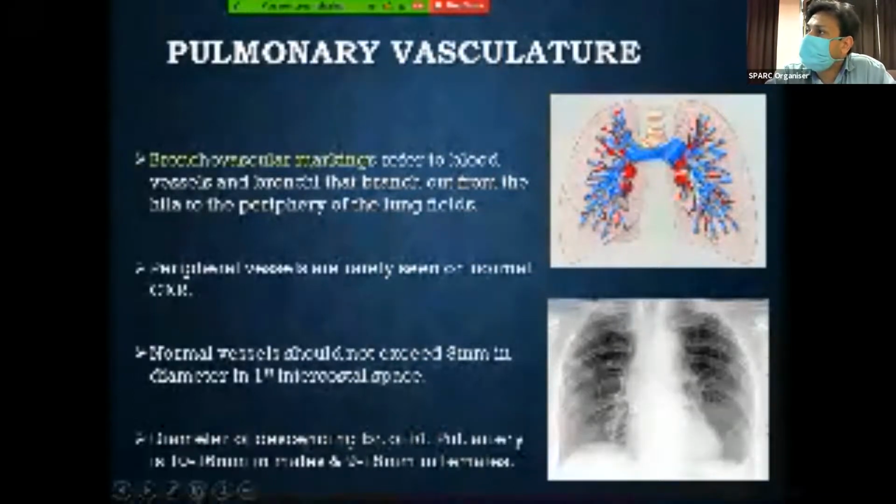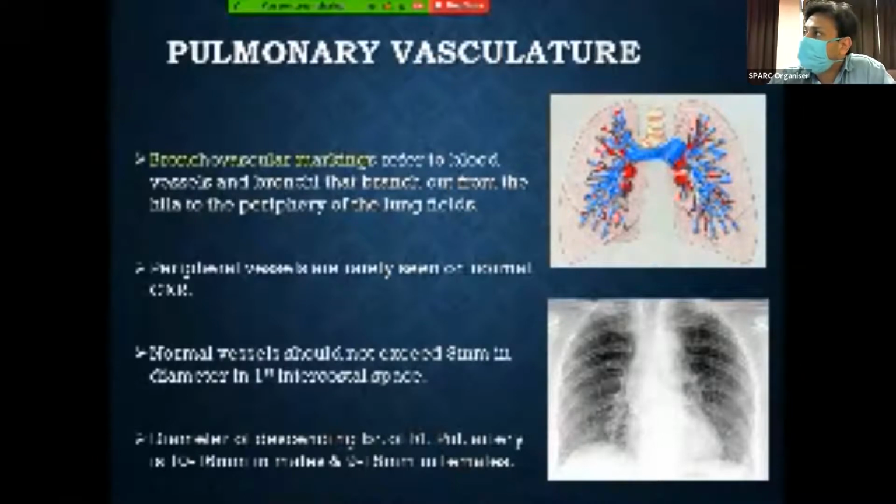So in some conditions, these pulmonary vessels may be prominent, may be dilated, and one way by which we can tell is in the peripheral 1/3 of the lung field, the outer 1/3 of the lung field, normally we should not see any vascular markings. Another way of telling is that in the first intercostal space, if we see a vessel more than 3 millimeter in diameter, that is also suggestive of dilated pulmonary vascular markings. In addition, we can also see the diameter of the right descending pulmonary artery, and normally it should be 10 to 16 millimeter in males and 9 to 15 millimeter in females.